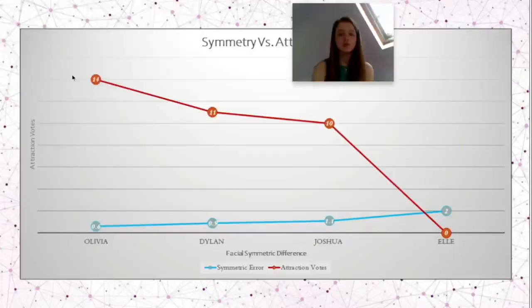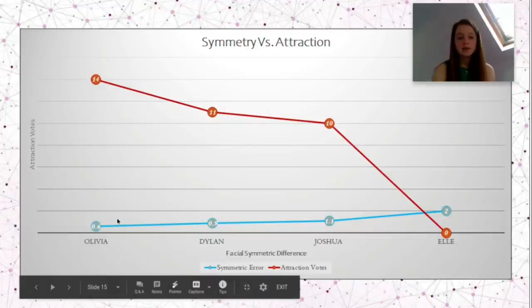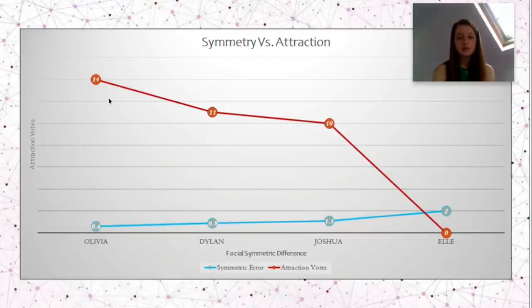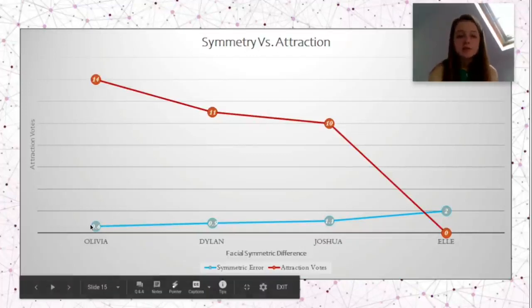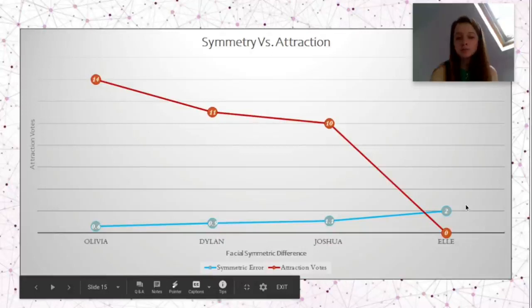So this is the first graph I did. It's pretty basic. It just shows as the symmetric difference increases, the votes decrease. So we have a 0.6 to 14, 0.9 to 11, 1.1 to 10, and 2 to 0.